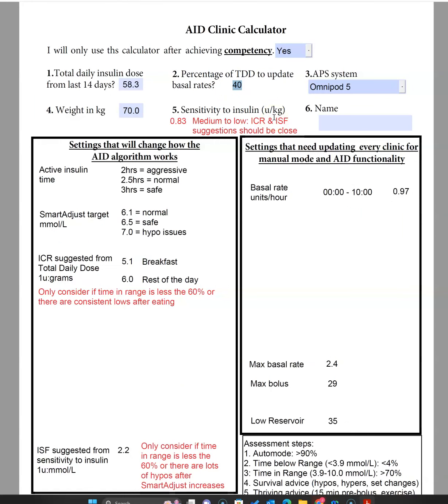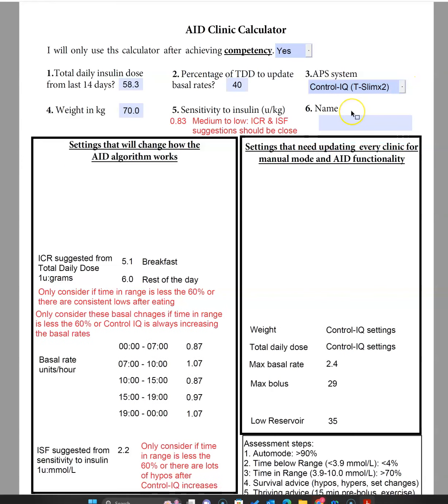The younger children who are more sensitive to insulin will probably be closer to 30%. The older children who are less active and less sensitive to insulin will be closer to 50%. So once you've got that in there, you need to put what system they are on, and you can put Control IQ. And that essentially tells you this person is on sort of a medium to low sensitivity to insulin. So the suggestions here may be somewhere close to correct.